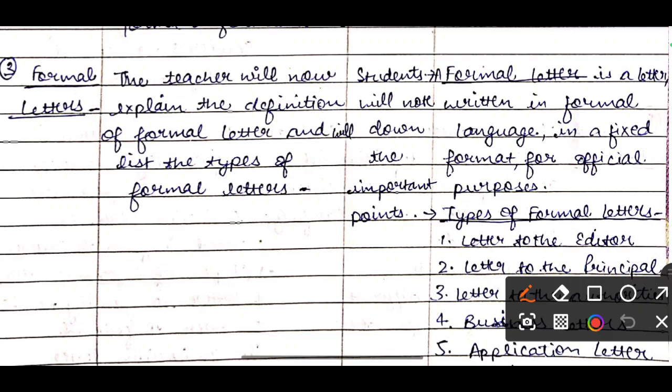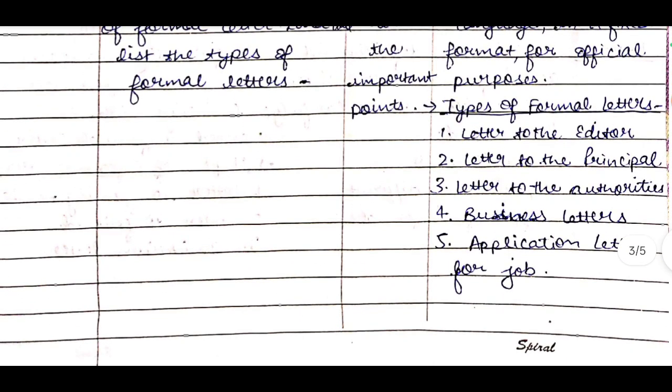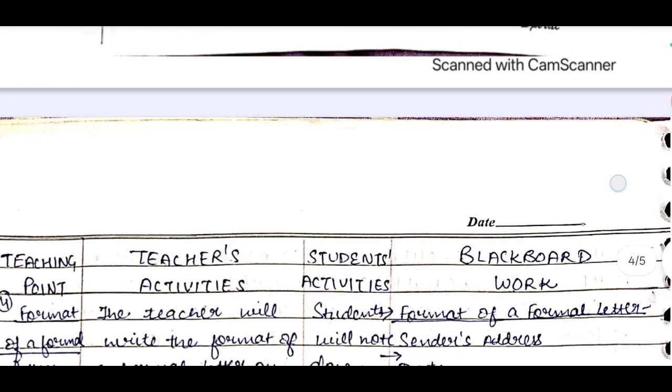The teacher will now explain the definition of a formal letter and will list the types of formal letters. What will students do? Students will note down the important points and we'll write the definition on the board. We'll write: a formal letter is a letter written in formal language in a fixed format for official purposes. Okay. Then we will write the types of formal letters, which are letter to the editor, letter to the principal, letter to the authorities, business letters, or application letter for job. Okay.